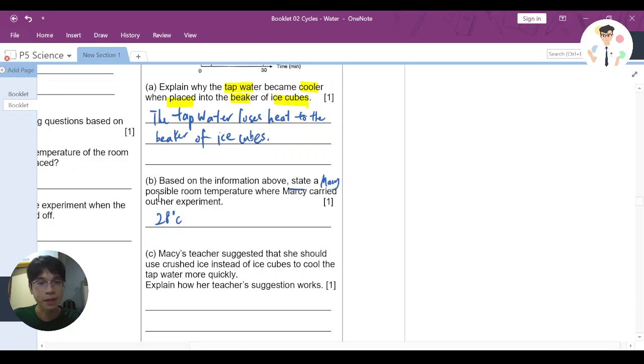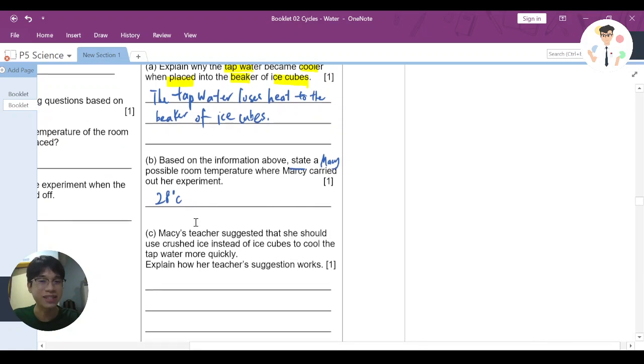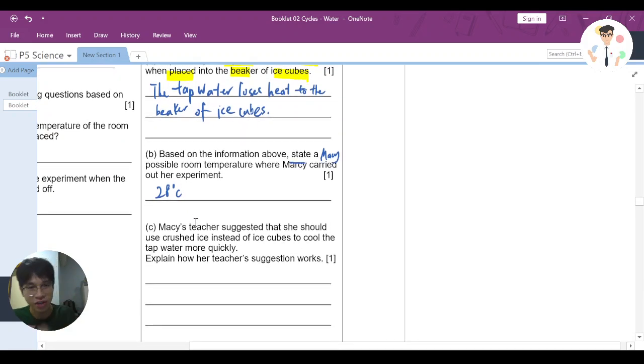Now the next part. Mary's teacher suggested that she could use crushed ice, meaning ice that you crush, instead of ice cubes to cool the tap water more quickly. So there's a suggestion to use crushed ice instead of just ice cubes, and it says that it will cool the tap water more quickly. Now they're asking you to explain how her teacher's suggestion works. It means the suggestion is true, but how?